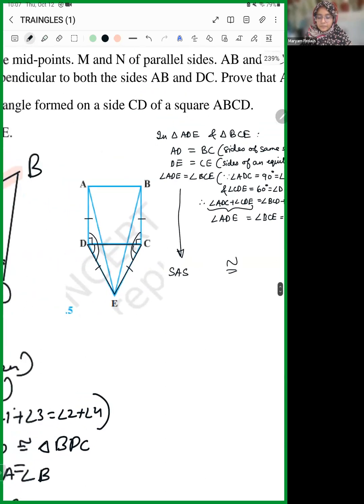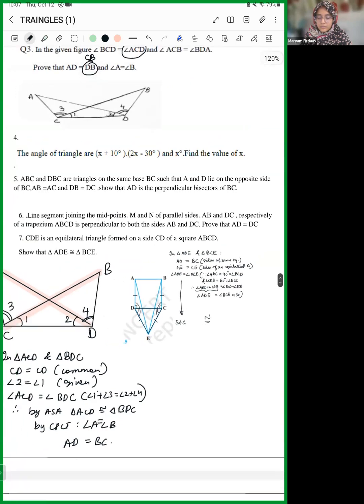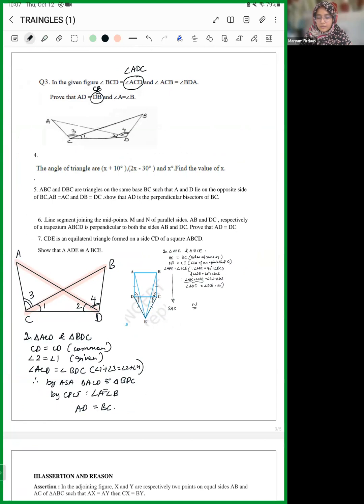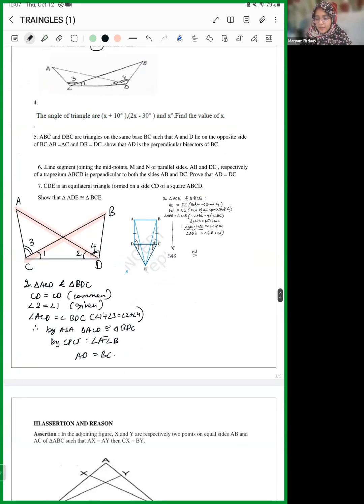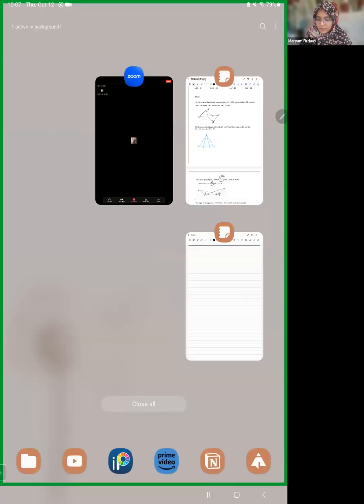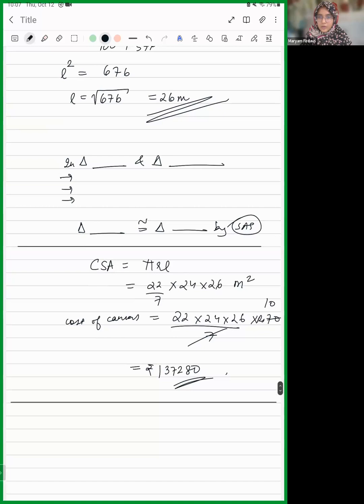Any other doubt? No, ma'am. No other doubt in the entire worksheet? No, ma'am. I solved it. Very good. Okay. Fine. Then let's get back to our work. So let's do a few more questions in this.